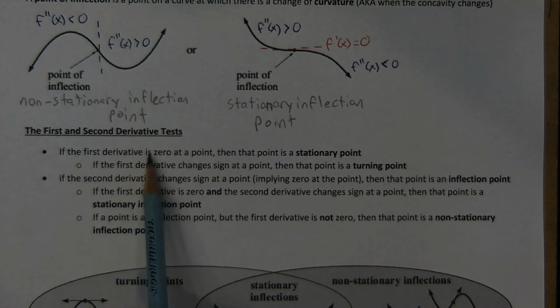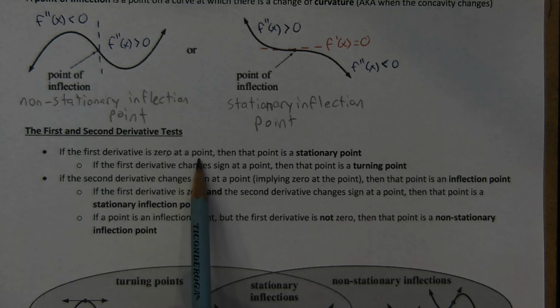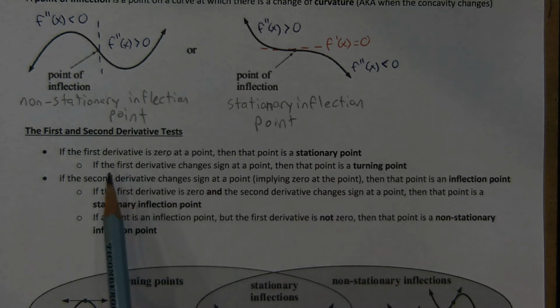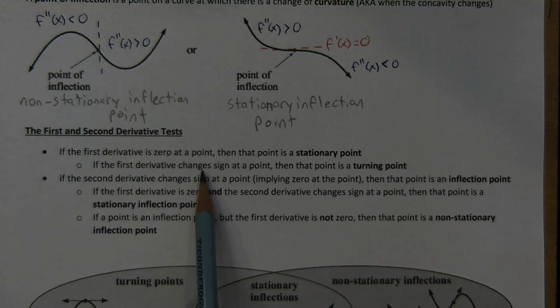If the first derivative is 0 at any point, which we were looking at in the last 2 lessons, then that is known as a stationary point. First derivative is 0, f prime of x equals 0. Stationary. Now, if that first derivative has a sign change at that point, you have a turning point. It could either be a local minimum or a local maximum.